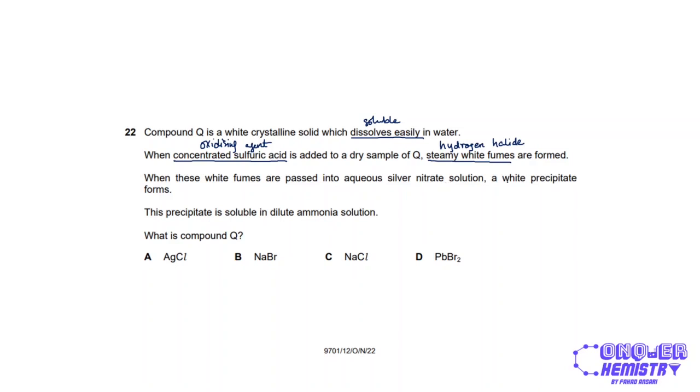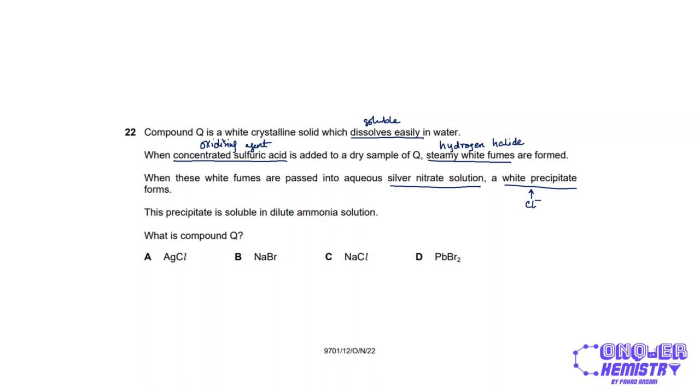All right, so this is where it's different. A white precipitate forms. All right. Okay, so we know that a white precipitate forms with aqueous silver nitrate when we have chloride ions present. All right.